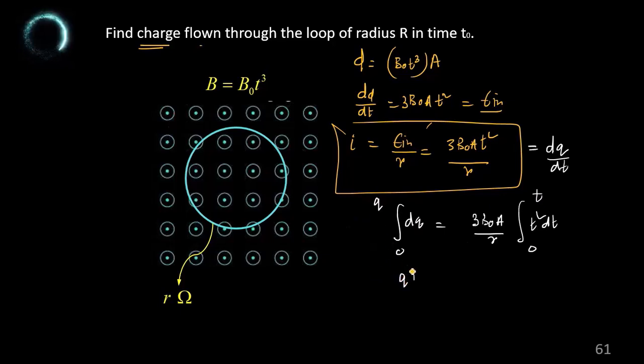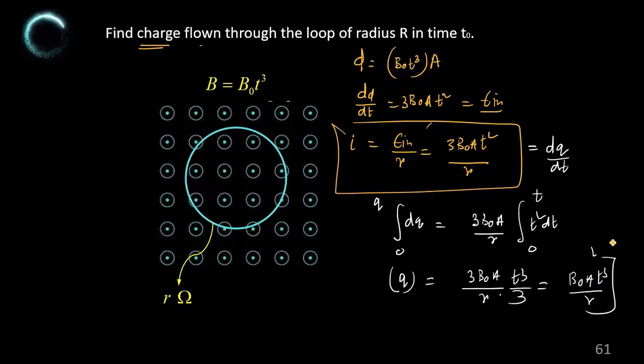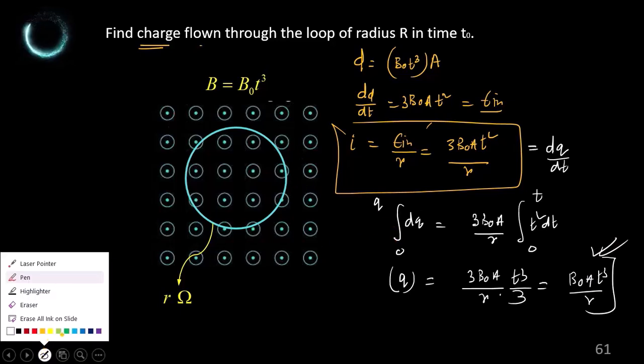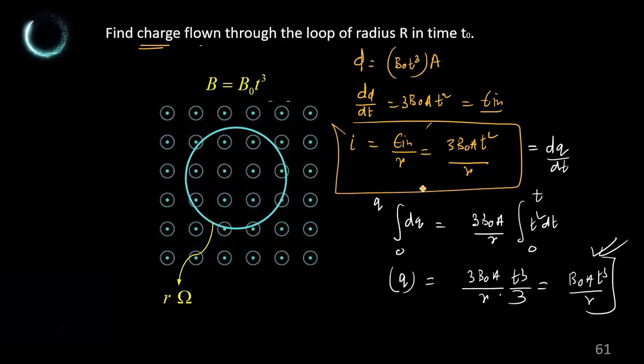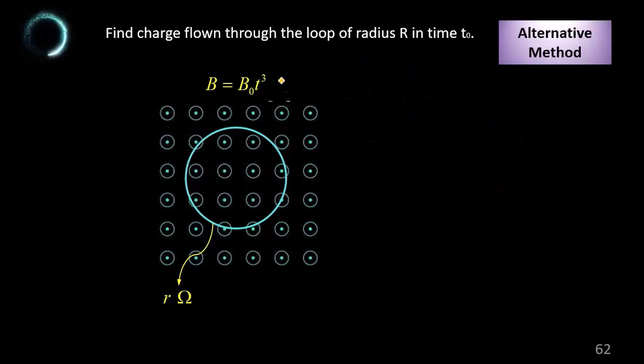So from the left part, I am getting Q equal to 3 B naught A divided by R into T cube by 3. So ultimately 3 cancels. What I am getting is B naught A T cube by R. So there is one way to calculate the charge flowing, how much charge is flowing through the circuit. But this way is not so popular. Why? Because first you do the differentiation, then you do the integration. That means back to the same result. So instead of doing this, I can do it in an alternative way.